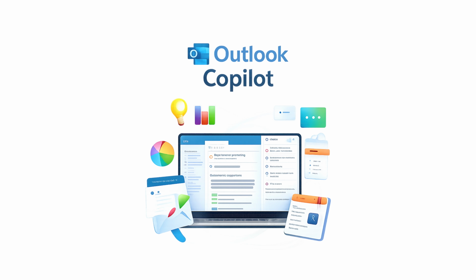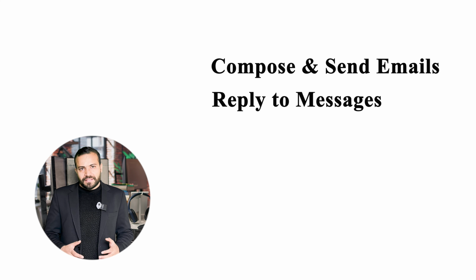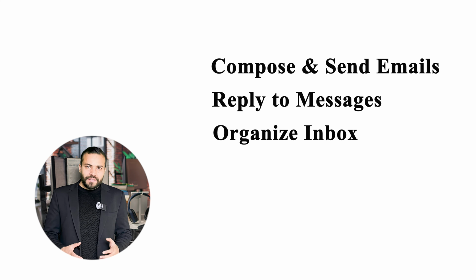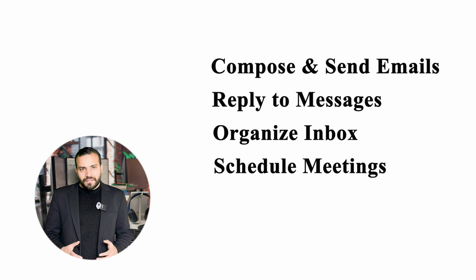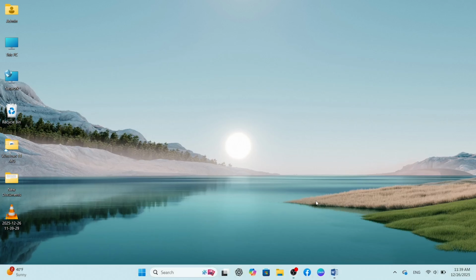Today, we'll also take a brief look at Outlook Copilot, an AI assistant that helps you draft emails, summarize threads, and even schedule meetings automatically. By the end of this video, you will know how to compose and send emails, reply to messages, organize your inbox, schedule meetings in your calendar, and even use AI tools like Copilot to save time. This is a complete practical guide for beginners. So let's get started. Now let's start practically.